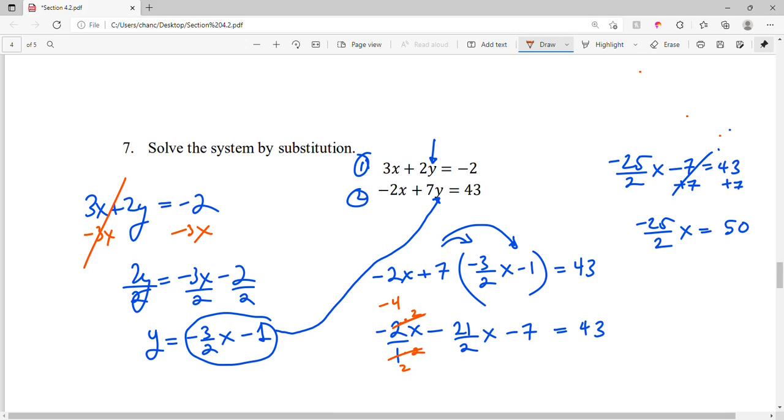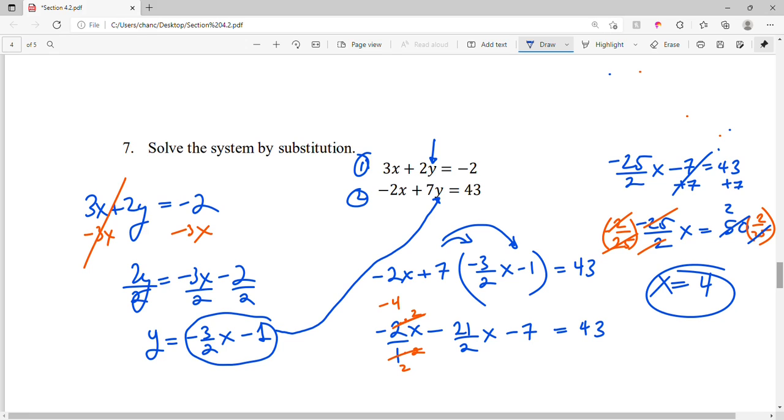I can multiply both sides of the equation now by the reciprocal. That's negative 2 over 25, to both sides. And look what happens. We finally get x by itself. x equals, this simplifies to a 4. That's great. x is equal to 4.